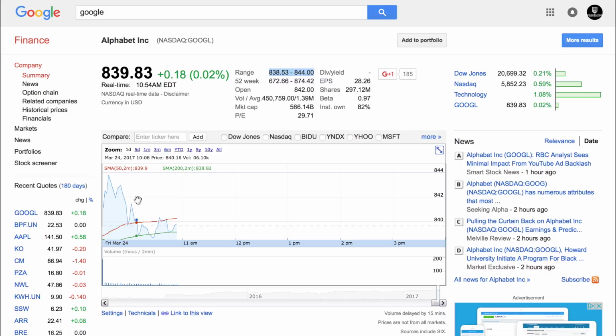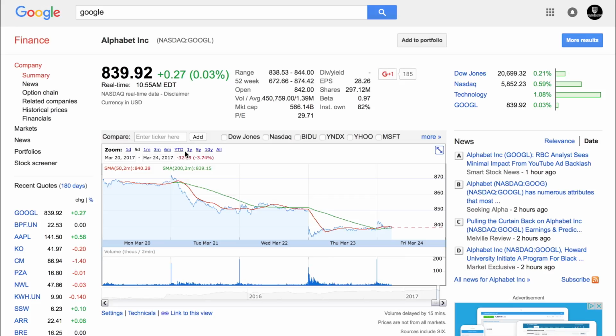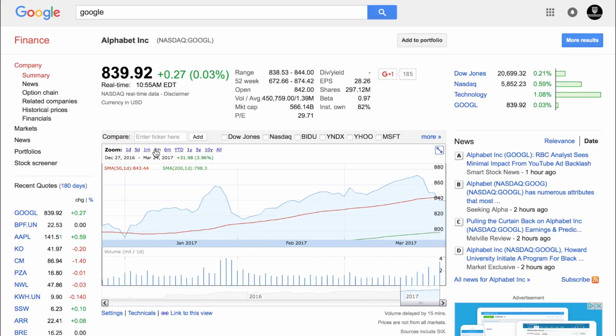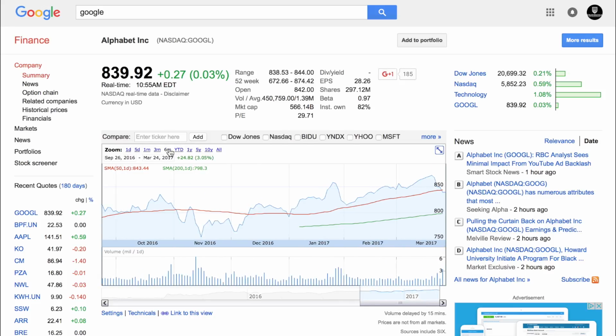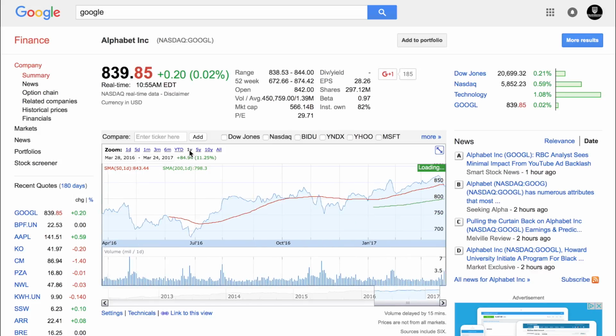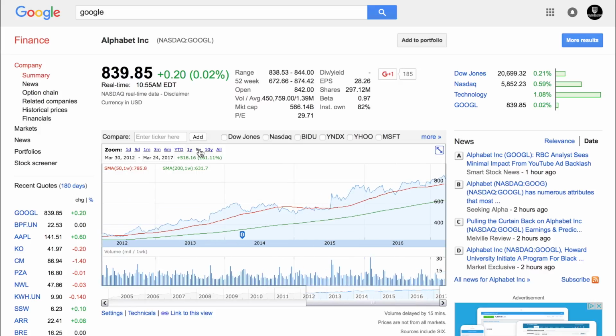Now, I am not a day trader, so I am not looking at the 1 day or the 5 day. Oftentimes I'm looking at the 3 month, which is my default. Then I look at the 6 month, and then I skip over to the 1 year. So that's the price of the stock over the last year and over the last 5 years. And you can see that Google is a growing company. You can see that this blue line is going up.